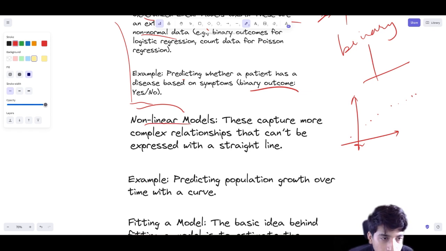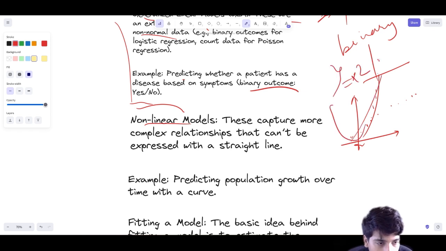Suppose this is your scenario for the data set. It might be like y is equal to x square, a curve for your data set. So these capture more complex relations that can't be expressed linearly. In this case scenario we need to use non-linear models, and we are going to look at the code for how to use a non-linear model, for example predicting population growth over a time period with a curve.